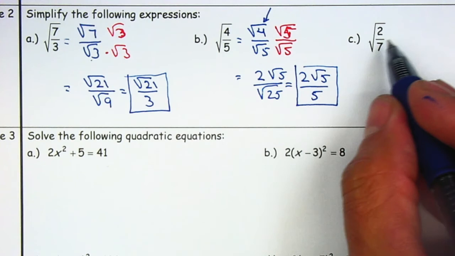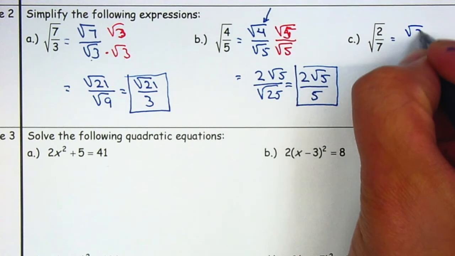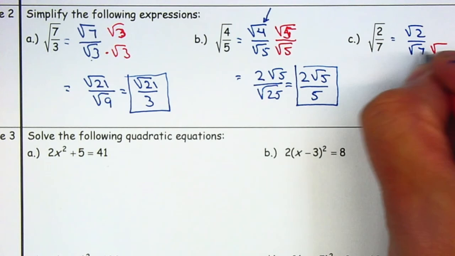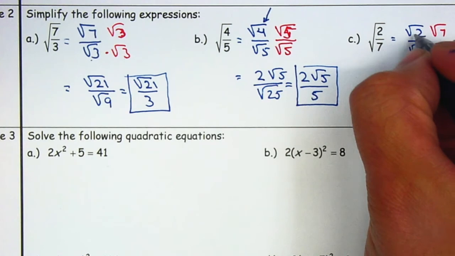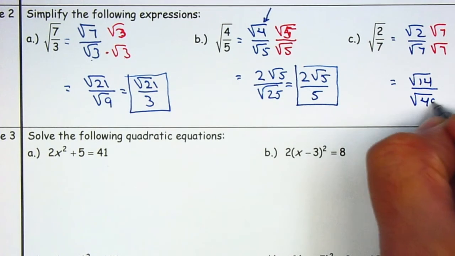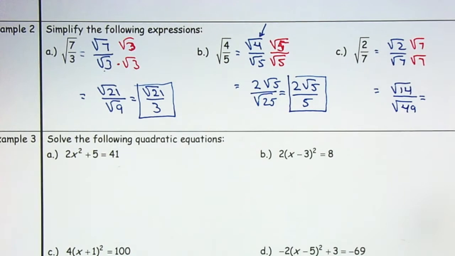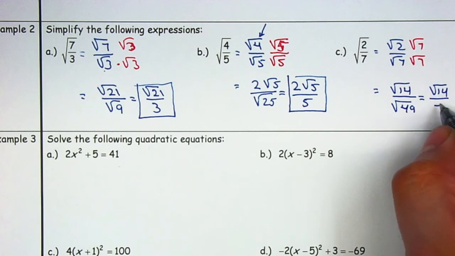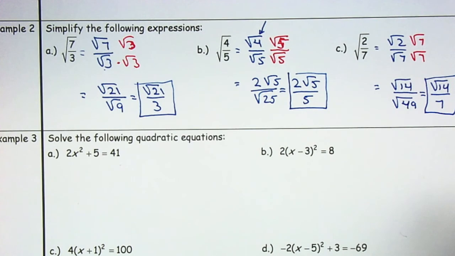So for letter C, we are going to separate it. Same process. Square root of 2 over square root of 7. I'm going to rationalize it by multiplying by the denominator on the top and on the bottom. That will give me 2 times 7 will be square root of 14. Square root of 7 times square root of 7 will be square root of 49. I know the square root of 49 is equal to 7. So it'll be square root of 14 over 7. Be careful, you cannot simplify this. And that's it for example number 2.